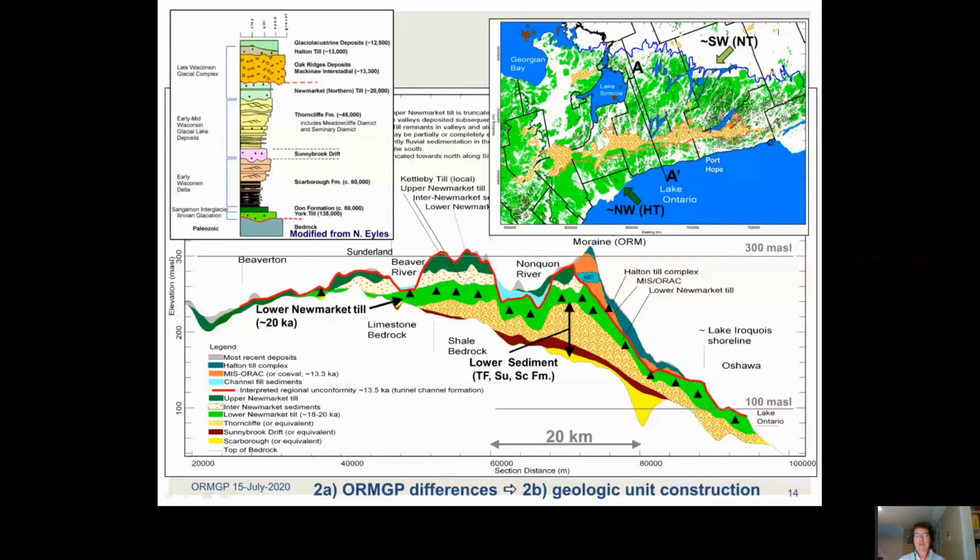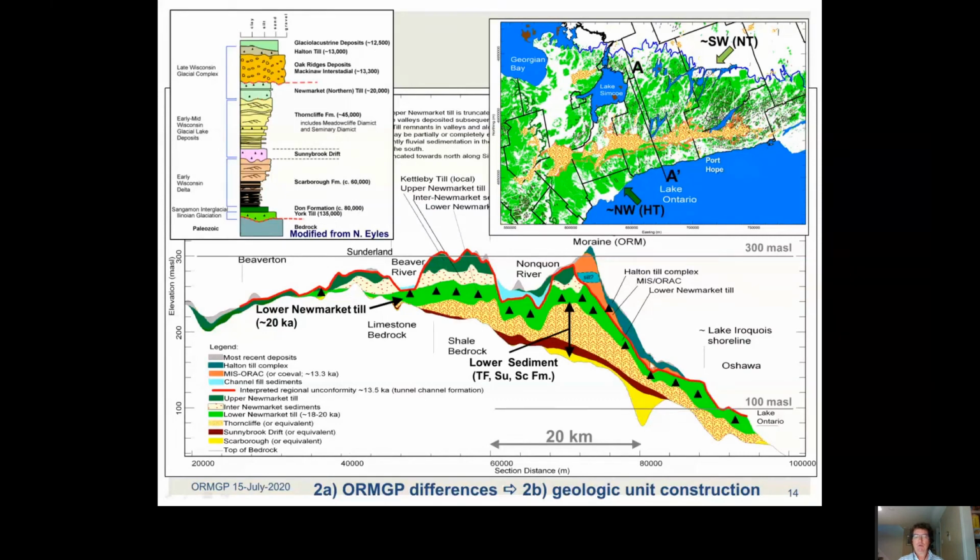To the south of the moraine, we have Halton Till Complex, and we've extended it further than, say, the GSC's mapping or Dave Sharp's mapping. For the most part, we've taken it right down to the Lake Iroquois shoreline, and we've incorporated this MIS, ORAC, Mackinaw interstadial sediments, Oak Ridges aquifer complex sediments, because we think down on the till plain, the south slope, we see sands and gravel units in local areas. The thickest I've seen them is 9 meters thick, but we think that's a mappable unit.